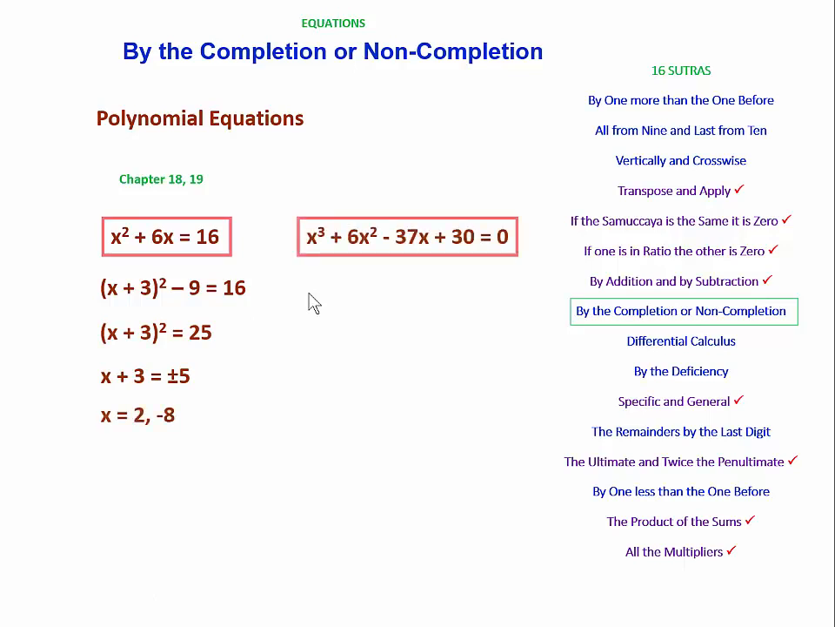It also can be applied in the case of cubics, and that's what Tirshi does in his book. You can complete the cubic.